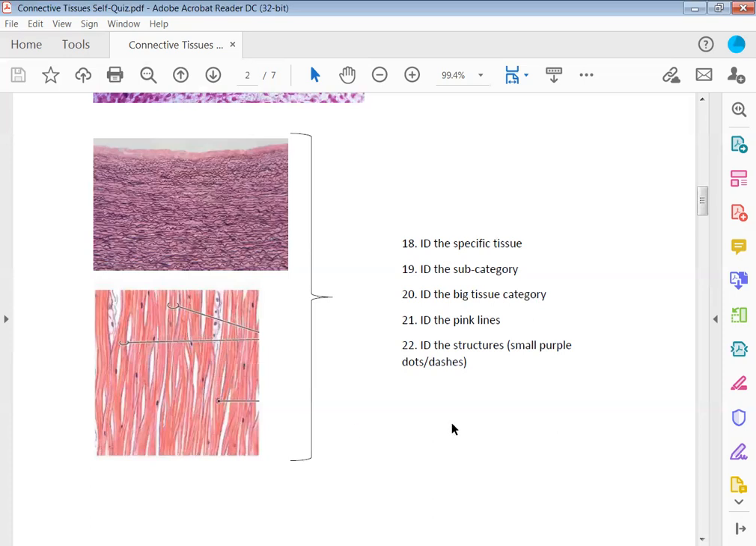Okay, number 20, the big tissue category would be connective tissue. Again, those pink lines, 21, those pink lines are going to be elastic fibers. And the little bitty black to dark purple dots here, those are going to be your fibroblasts.